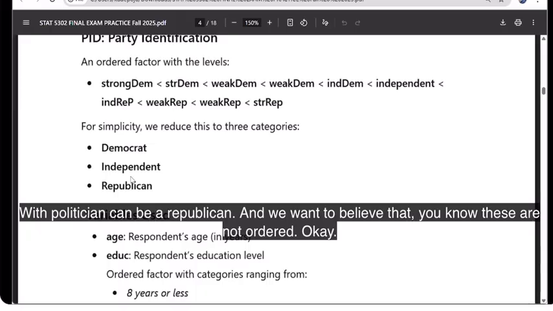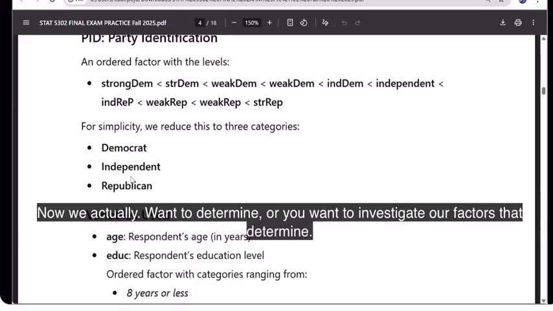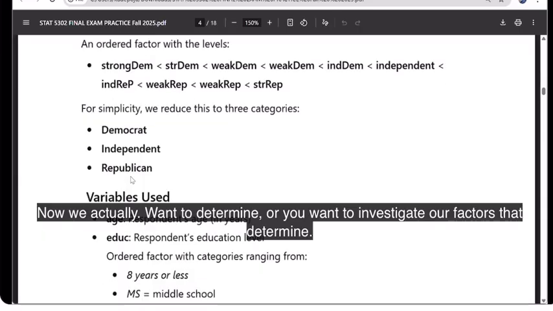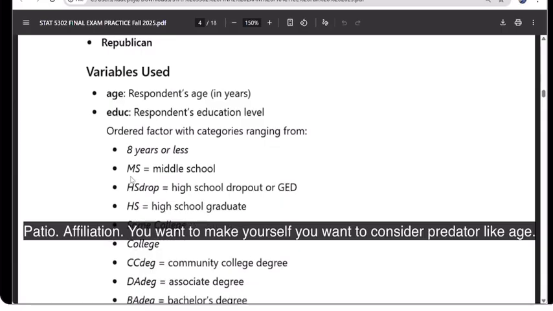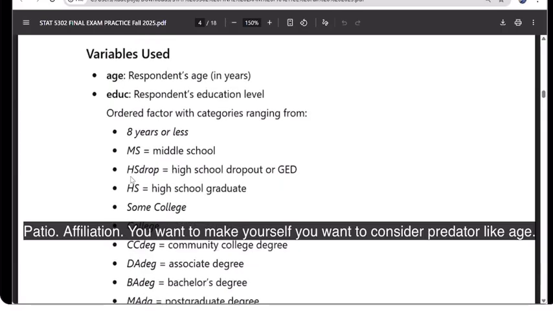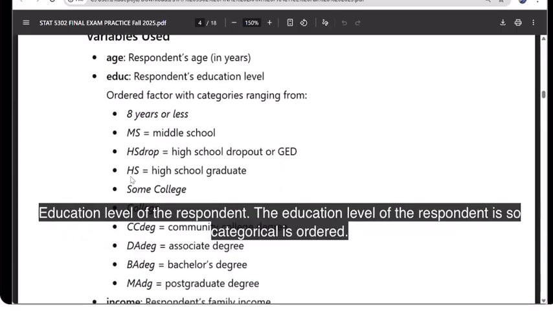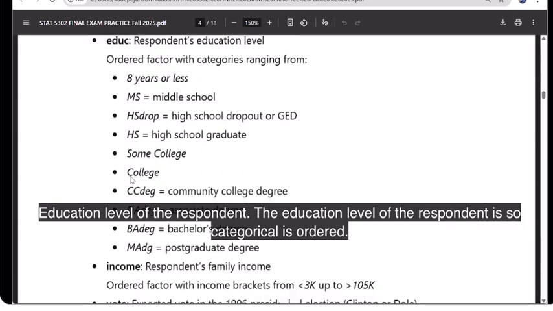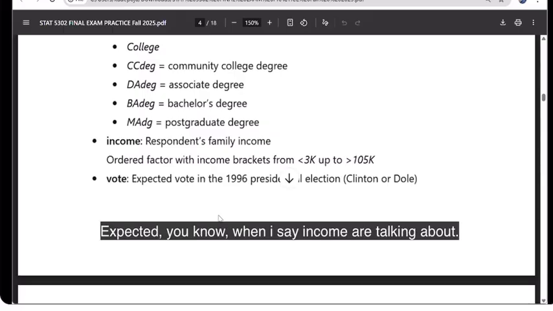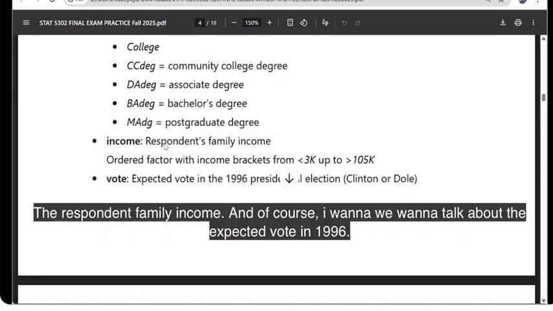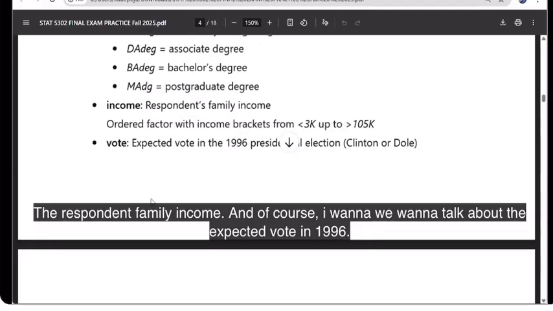Now, we want to investigate factors that determine party affiliation. You want to consider predictors like age and education level of the respondent. The education level of the respondent is categorical and ordered. You want to talk about the income, meaning the respondent's family income. And of course, we want to talk about the expected votes in 1996.